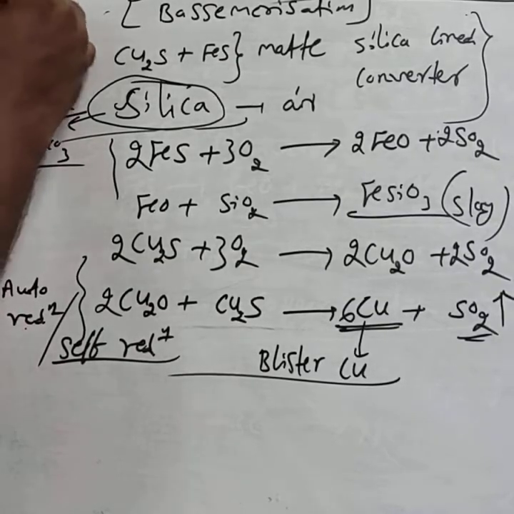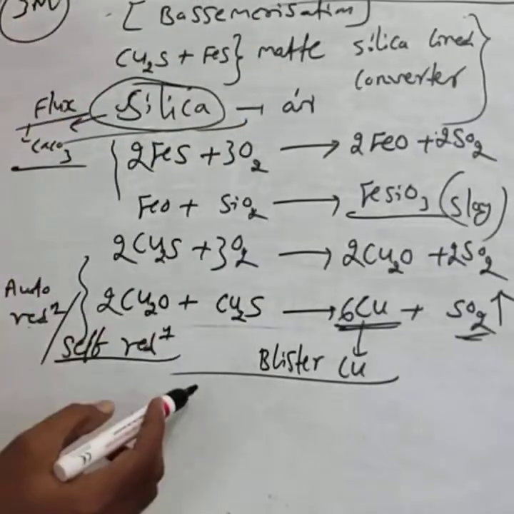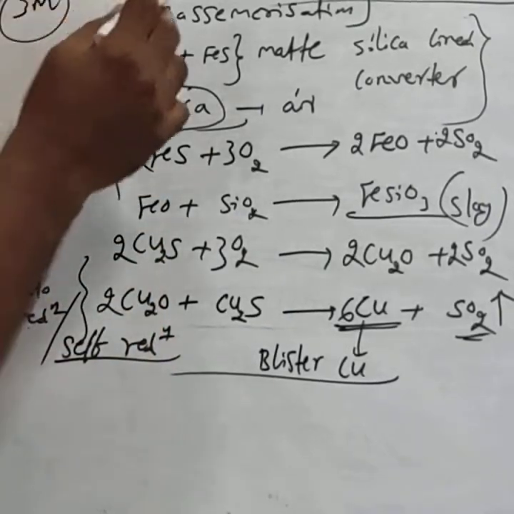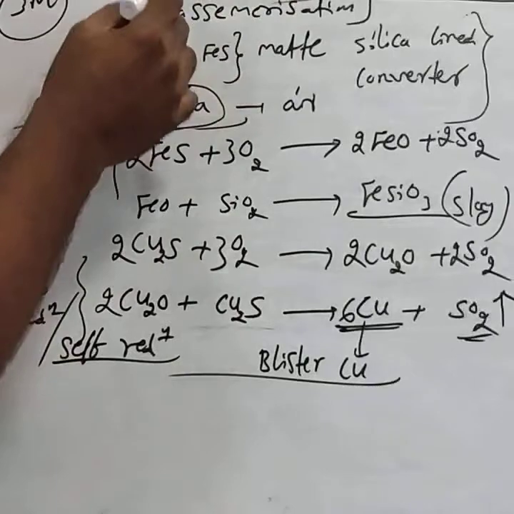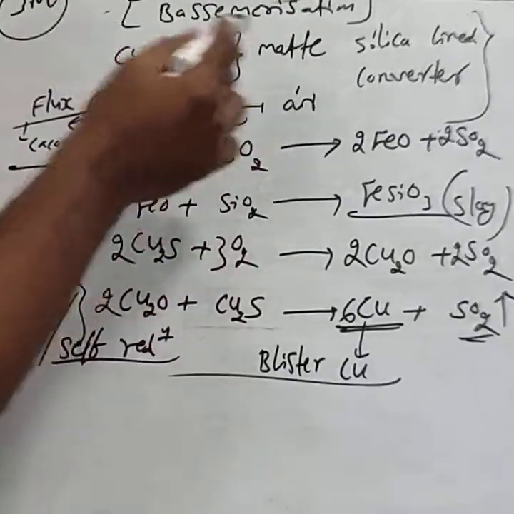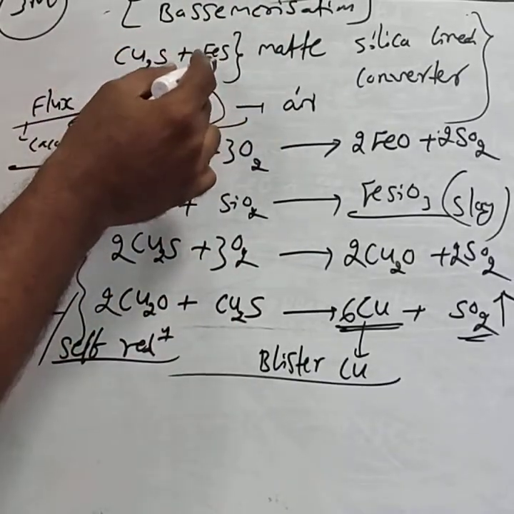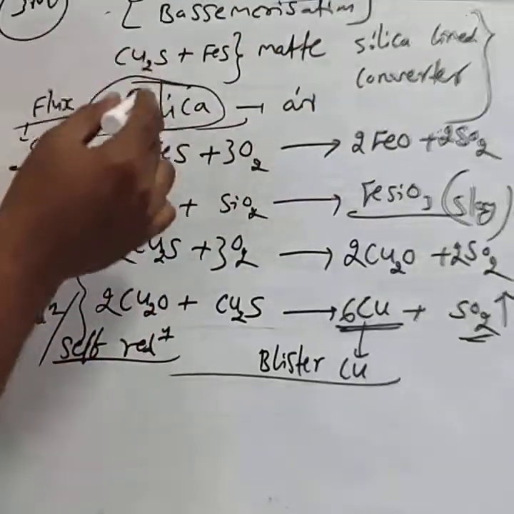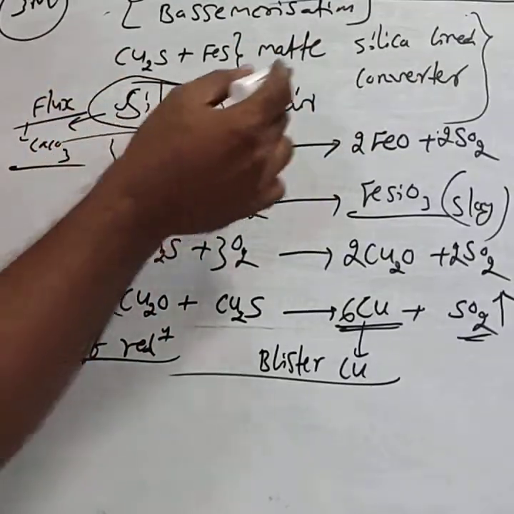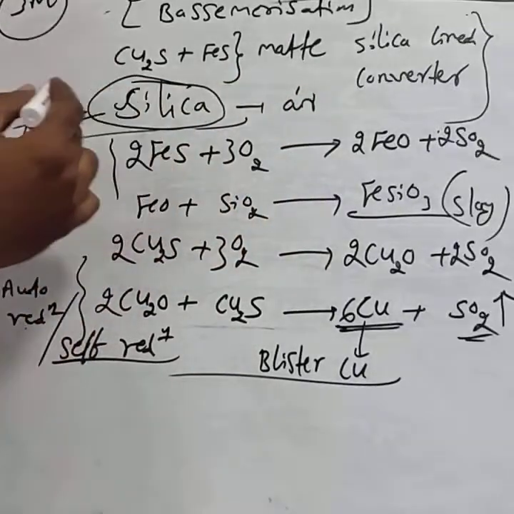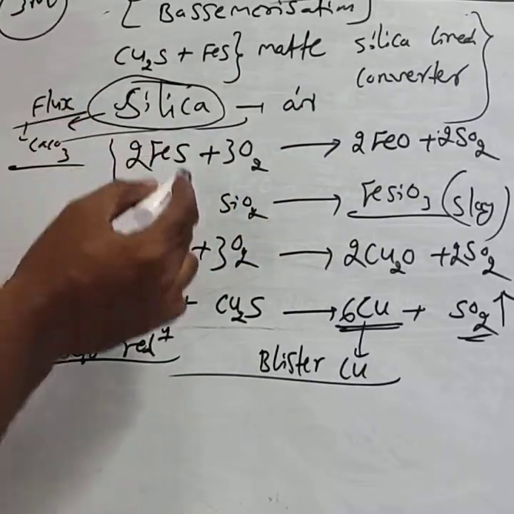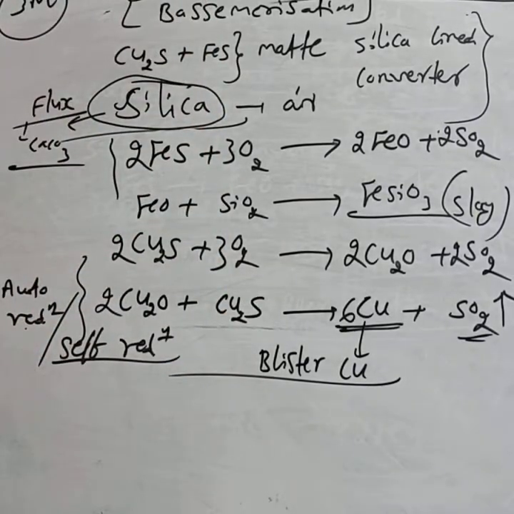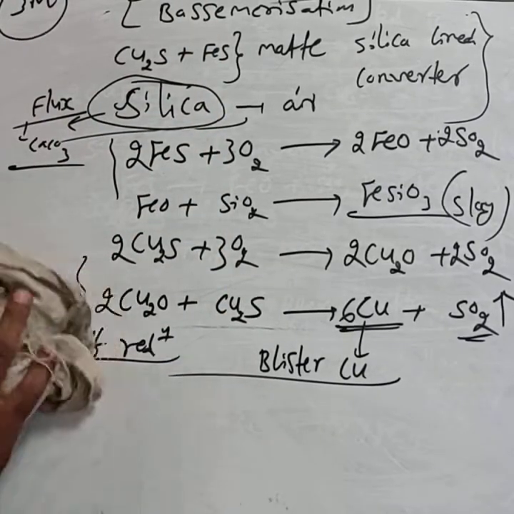For 3 marks, you have to write only this portion. If they ask, explain the extraction of copper from copper matte, you have to write from this portion. That is, copper matte, a mixture of Cu2S and FeS, is introduced into the silica lined converter. Some silica is added below the hot air. Silica acts as a flux, and then you complete these 4 reactions, then you get the 3 marks. This is about the extraction of copper from copper matte.